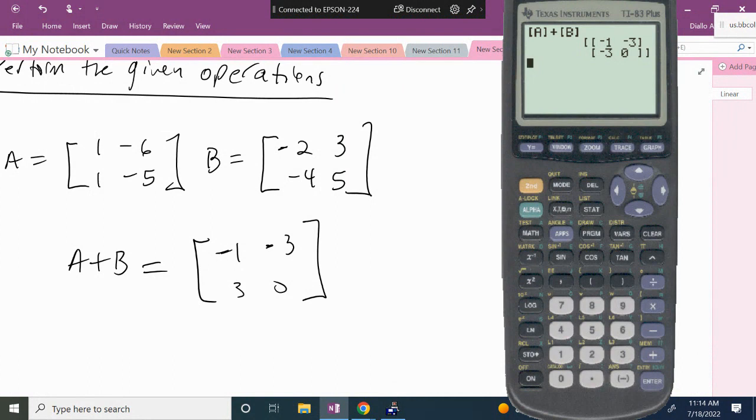So the only thing the calculator is doing is adding the first element in the first row. It's taking this 1 and adding it to -2. 1 minus 2 is -1. Then it takes the second element in the first row, -6 plus 3 is -3. And it's doing that for all of the elements in the matrix.